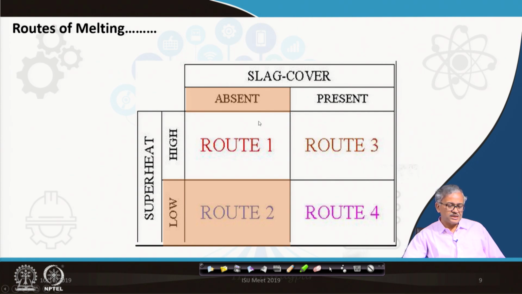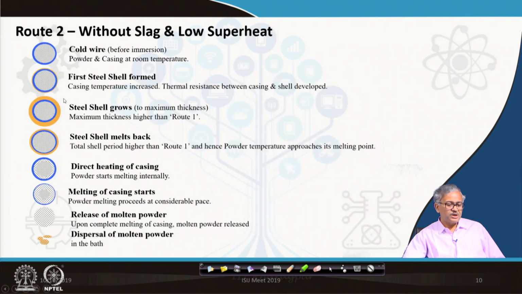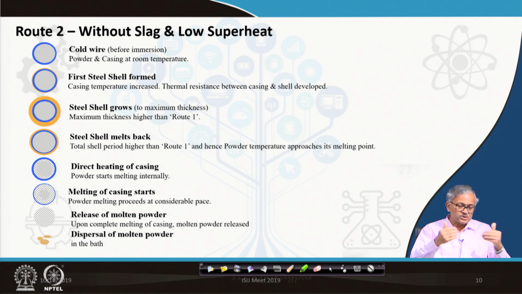So let us see the next case. In this case the slag is not there, but the superheat is low. What difference can you find? You can find the steel shell grows to a maximum thickness. Here the thickness is greater than in the condition when the superheat was high. If the superheat is low, the shell will grow to the maximum extent, right? Because F2 is a little higher here. So because of low superheat, all the same sequence takes place, but the process takes a little more time because of the higher thickness of the shell. So growing the shell and dissolving it takes more time.